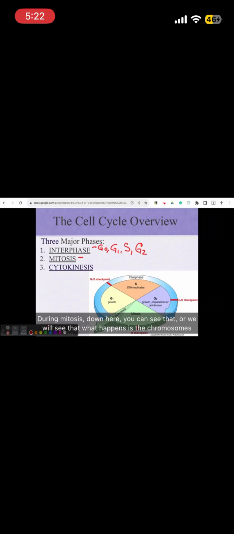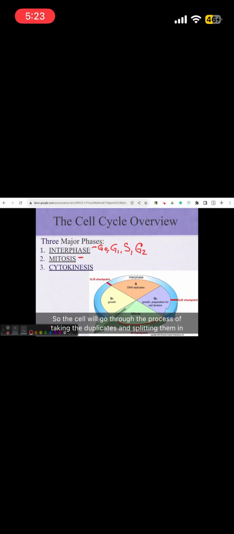During mitosis, down here, we will see that the chromosomes that were replicated in the S phase of interphase are now divided. So the cell will go through the process of taking the duplicates and splitting them in half so that we can get to the last phase of the cell cycle, which is cytokinesis. In cytokinesis, you see cyto again. This is dividing the cell and the cytoplasm. So that's the only thing that really happens in cytokinesis: that final split.